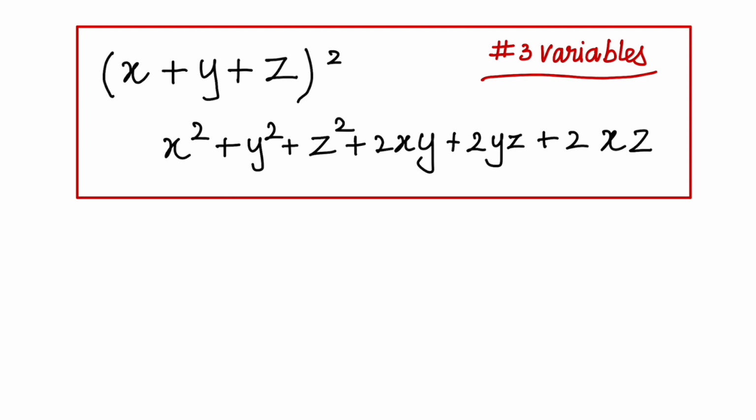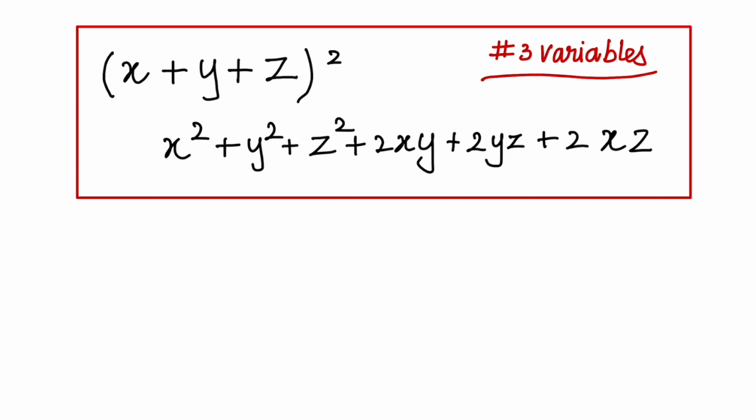Here it goes. (x + y + z)² is equal to x² + y² + z² + 2xy + 2yz + 2xz. Before getting into the derivation, you can easily remember this like x, y, z. You are going to pair x and y, you are going to pair y and z, and you are going to pair x and z. That is how you are going to remember these three terms at the last.